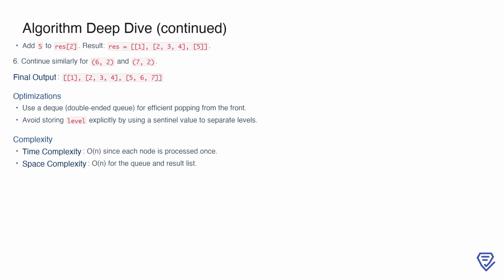To optimize this algorithm further, we can use a deque, which allows for more efficient popping from the front of the queue. Additionally, we could avoid explicitly storing the level by using a sentinel value to separate levels in the queue. Nevertheless, the algorithm already achieves optimal efficiency with a time complexity of O(n), since each node is processed exactly once, and a space complexity of O(n), due to the memory used by both the result list and the queue. This makes the solution both effective and scalable for N-ary trees of varying sizes.